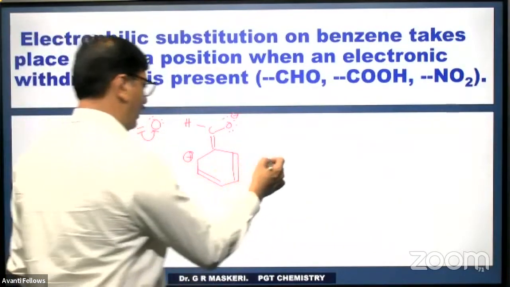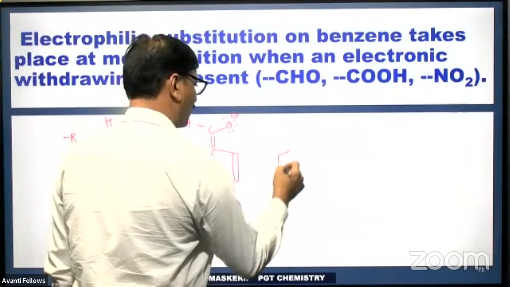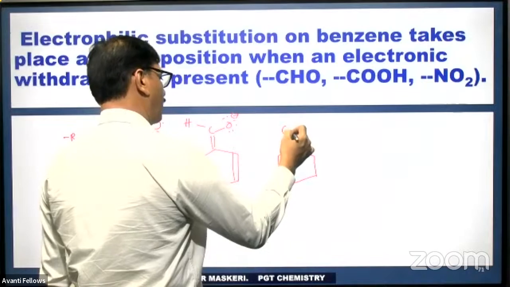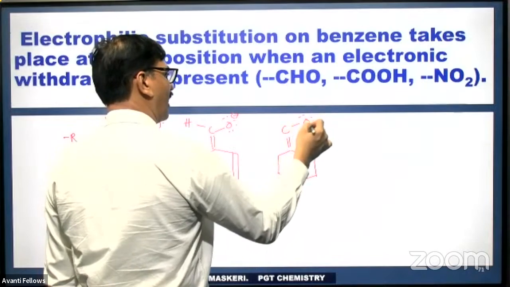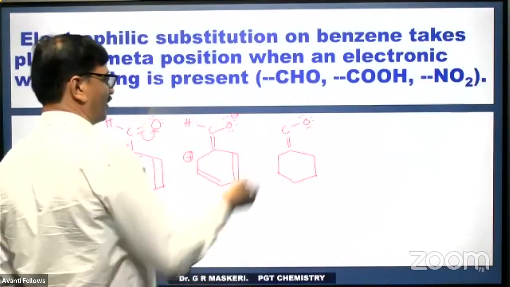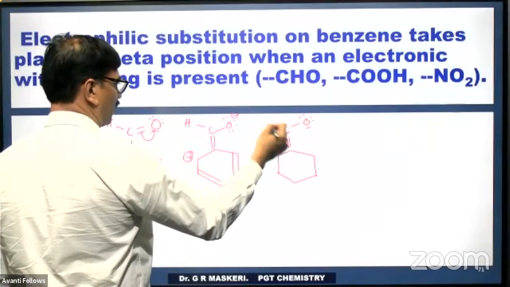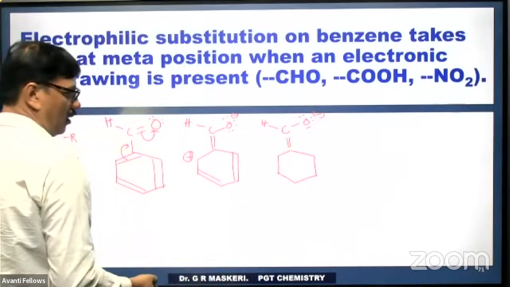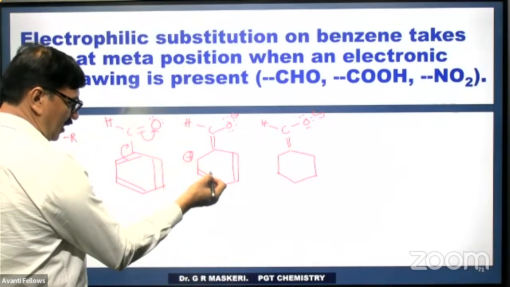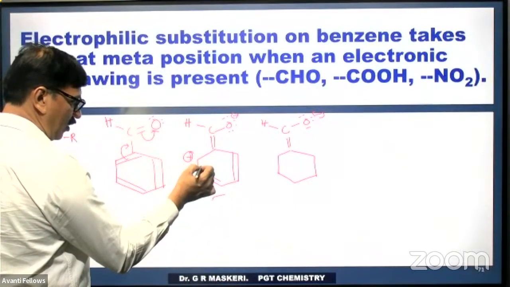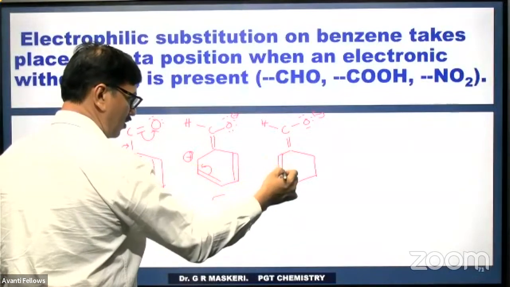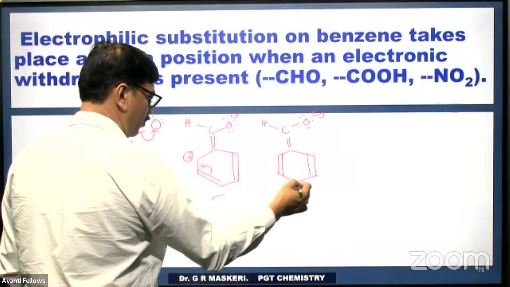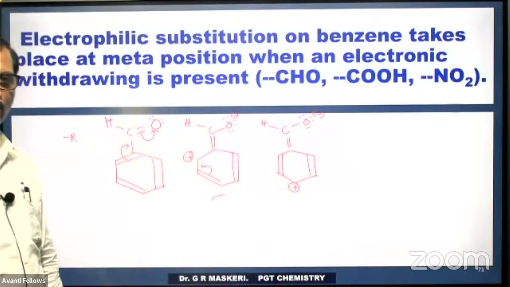Another structure that can be written is this: the double bond carbon remains as it is, oxygen having 3 pairs of electrons remains, having a negative charge. Now, to compensate this positive charge, these pi electrons will form a double bond, and there is a double bond here, and this carbon will have the positive sign.